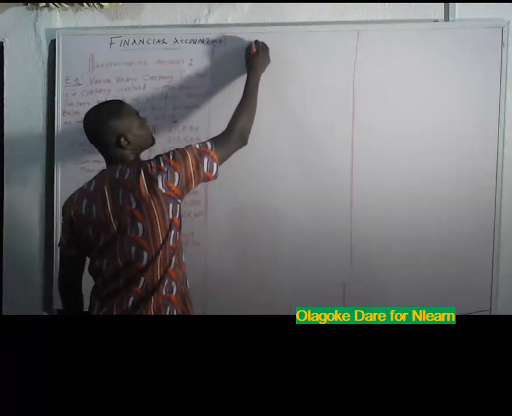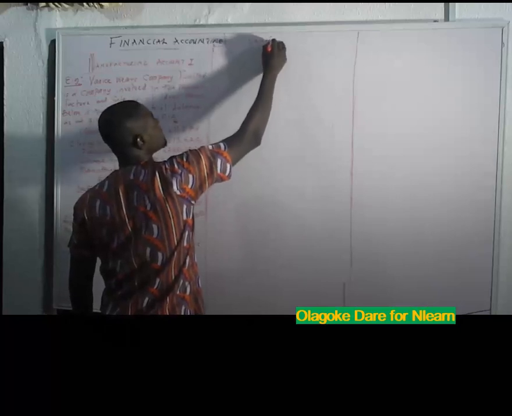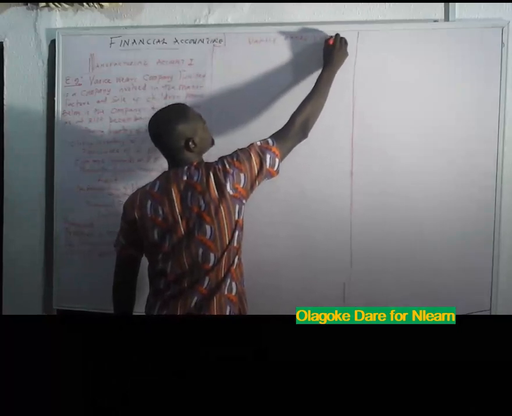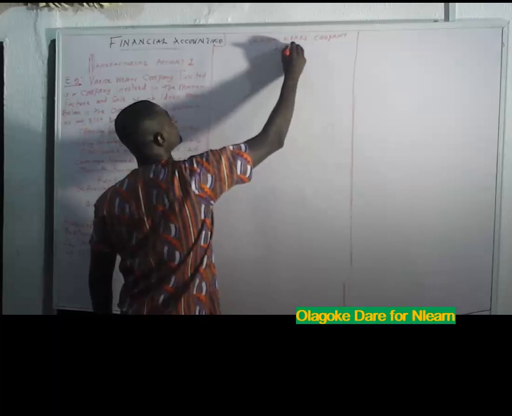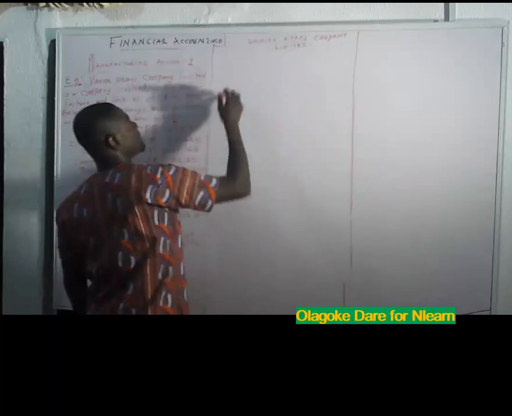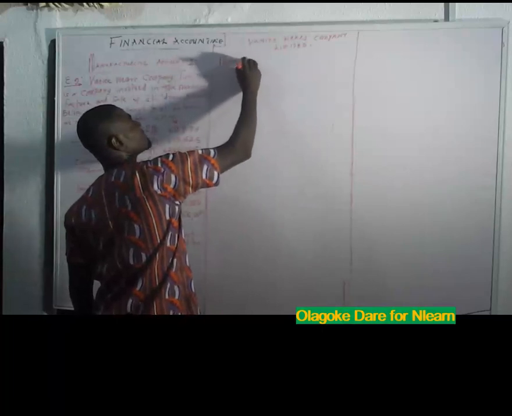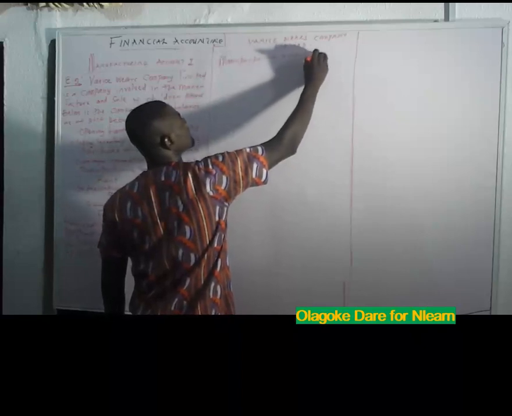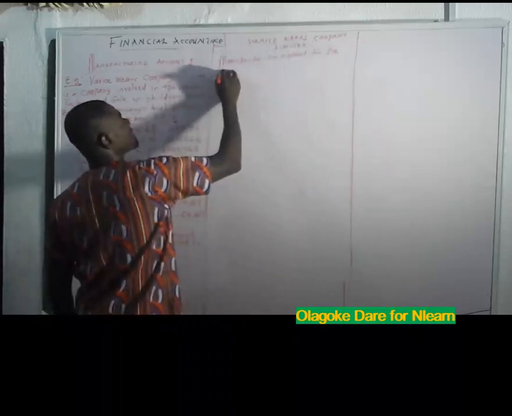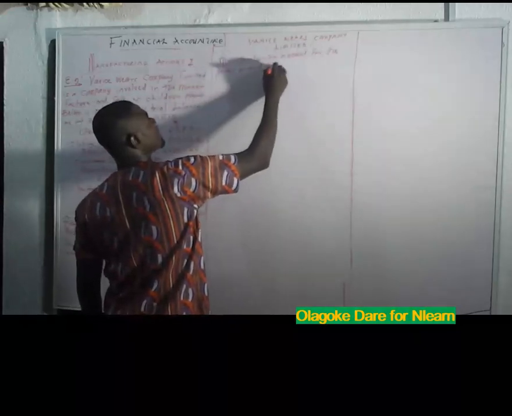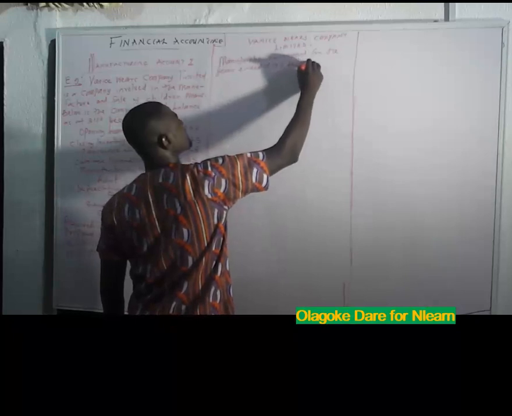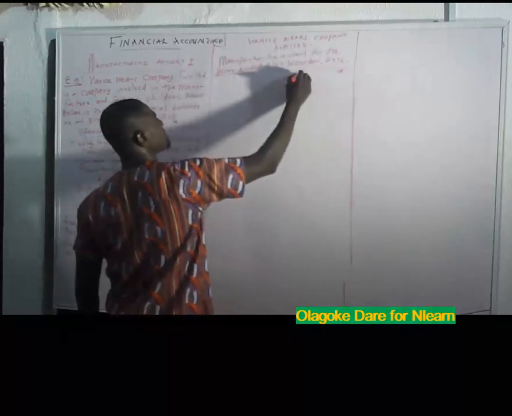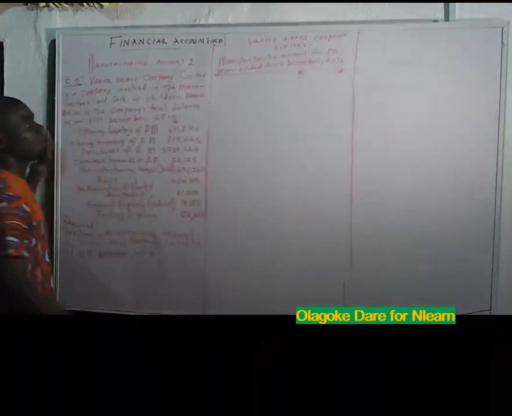So here we have Venice Wears Company Limited. So we are preparing manufacturing accounts for the year ended 31st December 2015. So the first thing we are after is our opening stock of inventory.